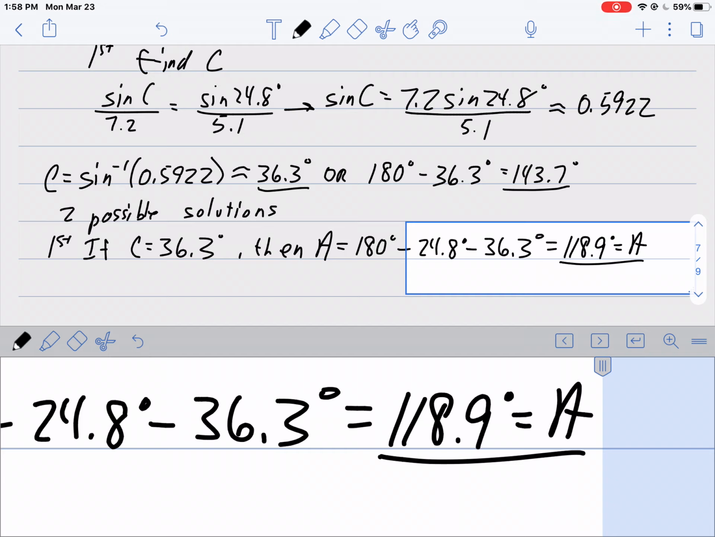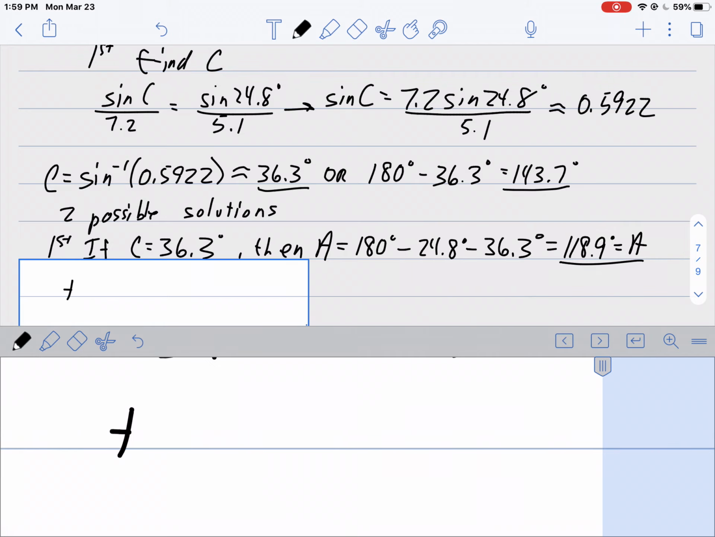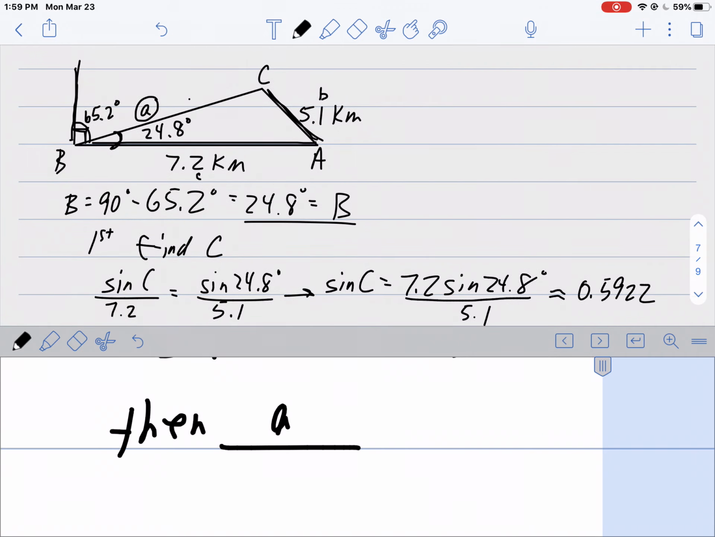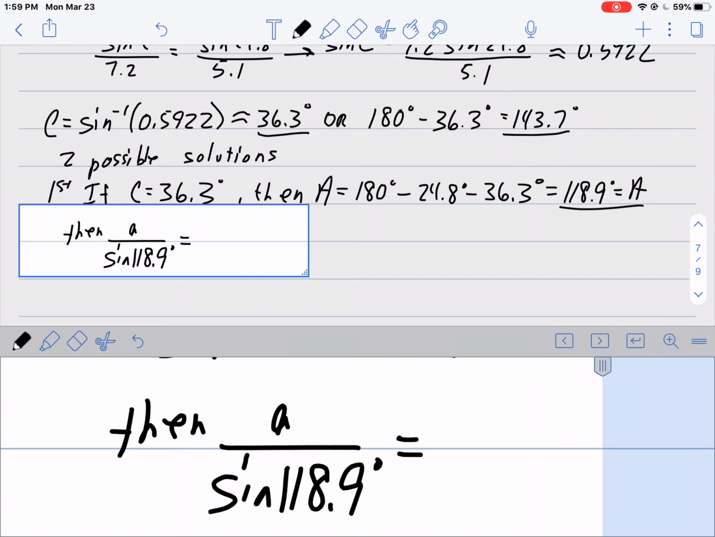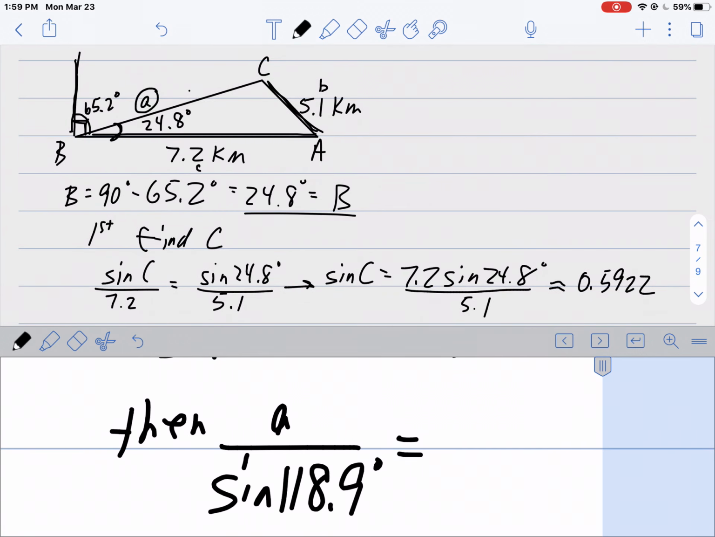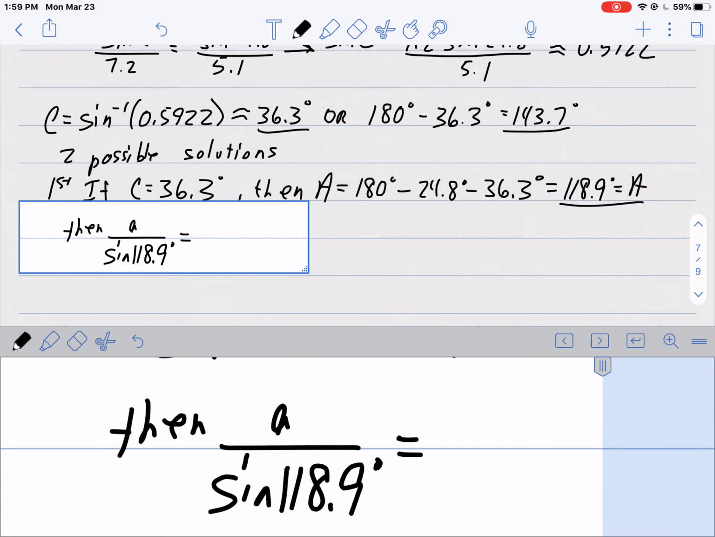And then we can set up our proportion. Right? So then I've got A over sine A, and I'm going to use B and sine B. So side A, which is the one we're looking for, that's our distance from lighthouse B to the boat. So I've got A over the sine of A equal to, and I'm going to use B and sine B. That's the side and angle opposite each other that I know. So 5.1 over the sine of 24.8.